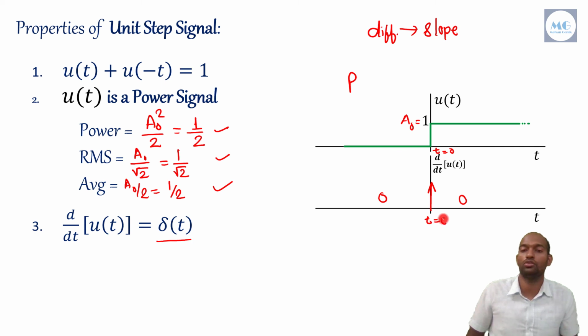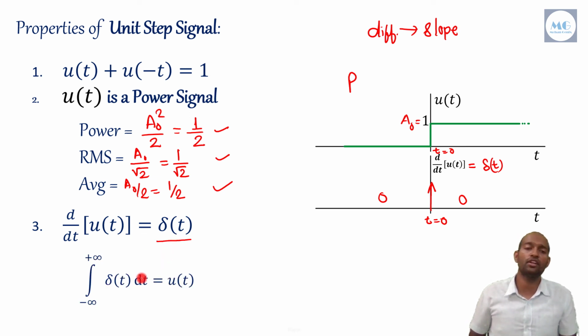At t is equal to 0, we represent it by del t. So remember this point, that the differentiation of u of t is equal to del t. Also we can say that the integration of del t dt from minus infinity to infinity is u of t. You can remember this or this, both are the same. Integration of del t is u of t, or differentiation of u of t is del t.